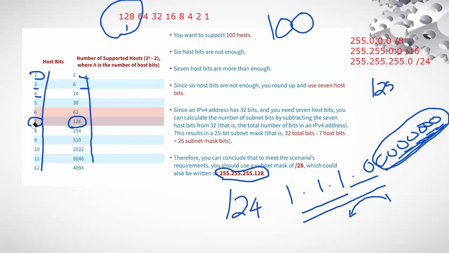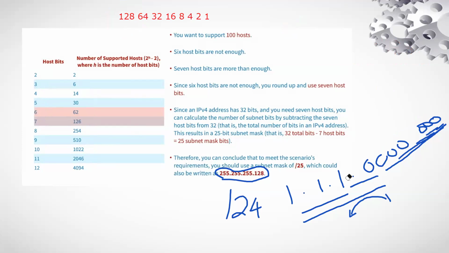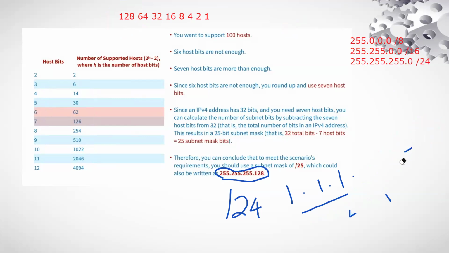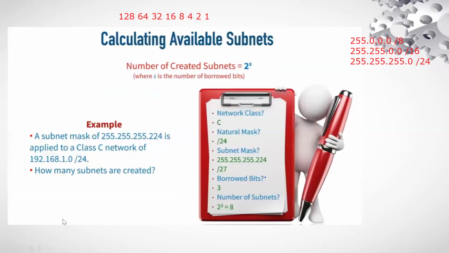So now that we understood this, I'll go to the next slide, where we'll see how many networks we are trying to create here. Now you have a subnet mask of 224. So what does 224 mean here? It's 128 plus 64 plus 32. You're borrowing three bits here. So that becomes your 224.